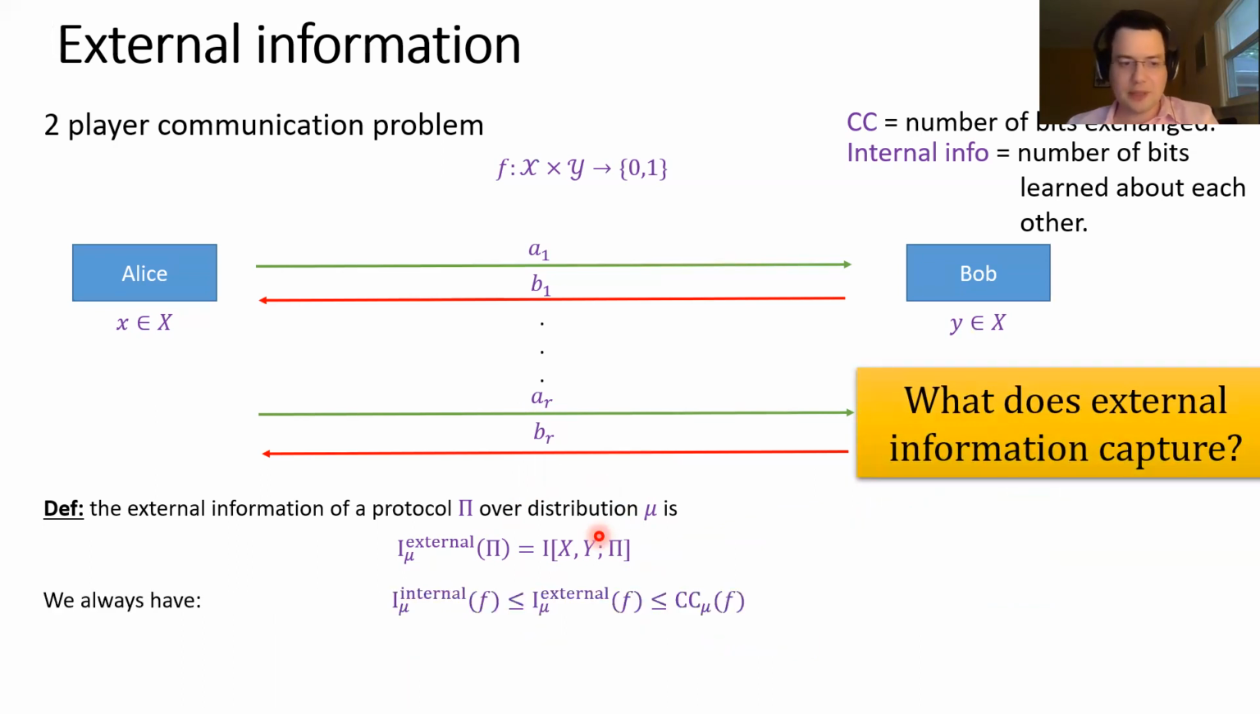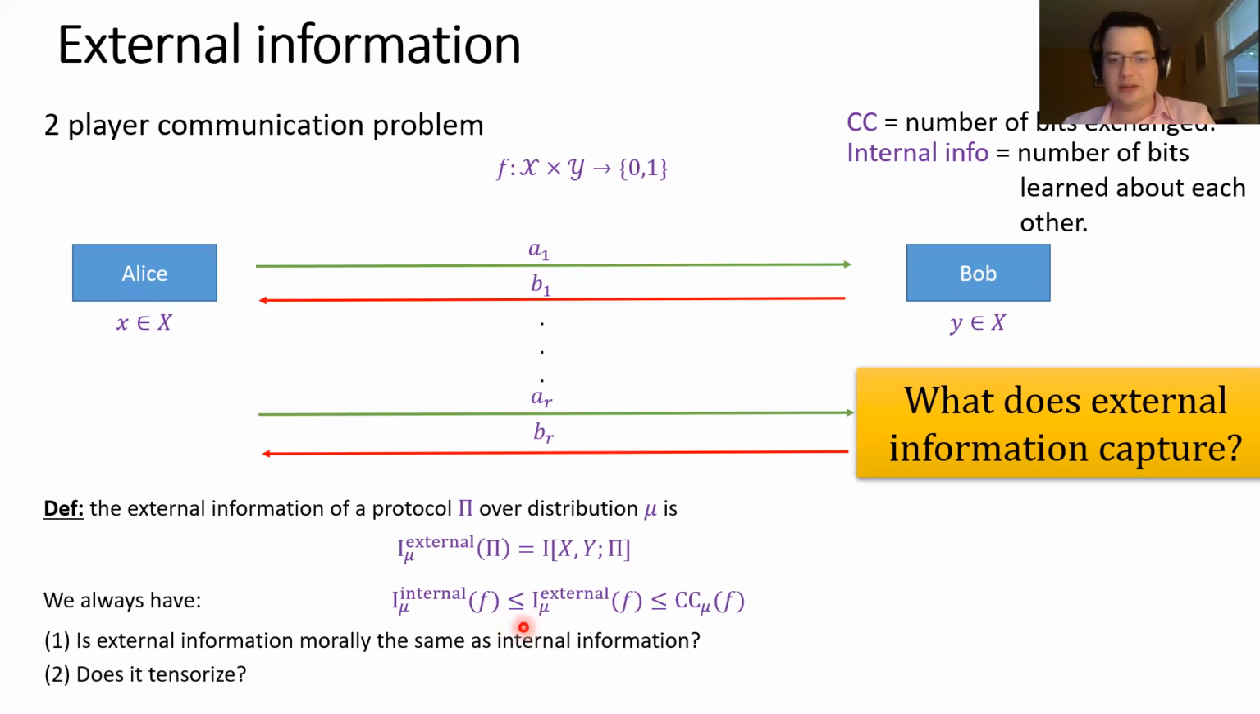So what does it capture? What do we know about it? We know that it's actually sandwiched between communication complexity and internal information complexity. The fact that you don't reveal to anyone more bits than you communicate is a fairly simple fact. It's also true, though it requires proof, that an external observer always learns at least as much as the players themselves about the inputs. We didn't know how far this separation can be, and some basic properties like tensorization, and so in general it's not as well understood.